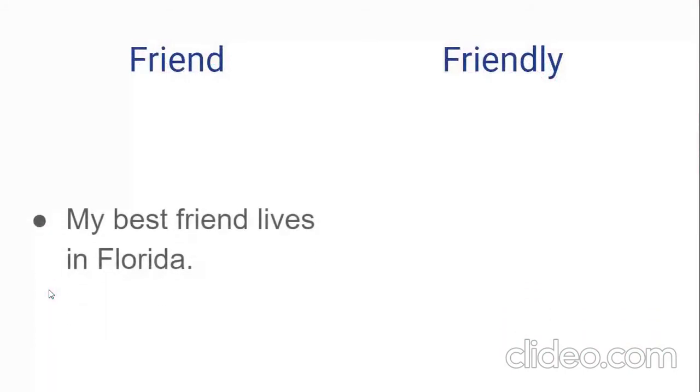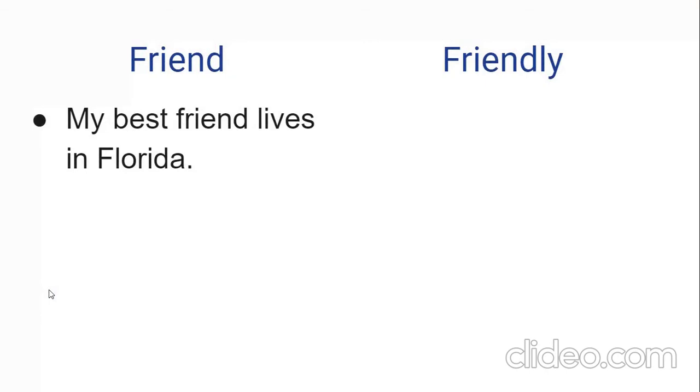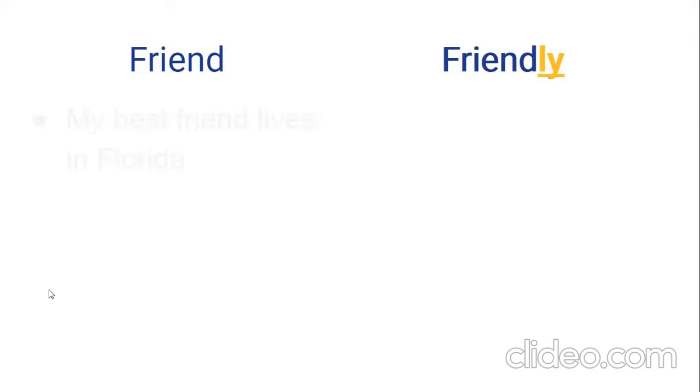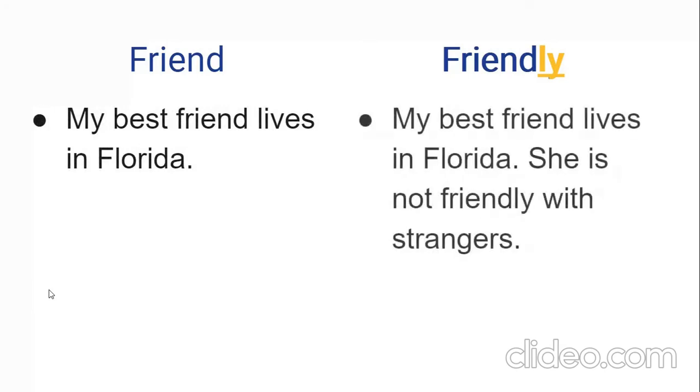Let's look at these sentences. My best friend lives in Florida. So that person lives in Florida. Now, when I add the word part ly to my friend, then it becomes friendly. And now: my best friend lives in Florida. She is not friendly with strangers. It means she's not approachable. People cannot talk to her. She is closed off to other people that she does not know.